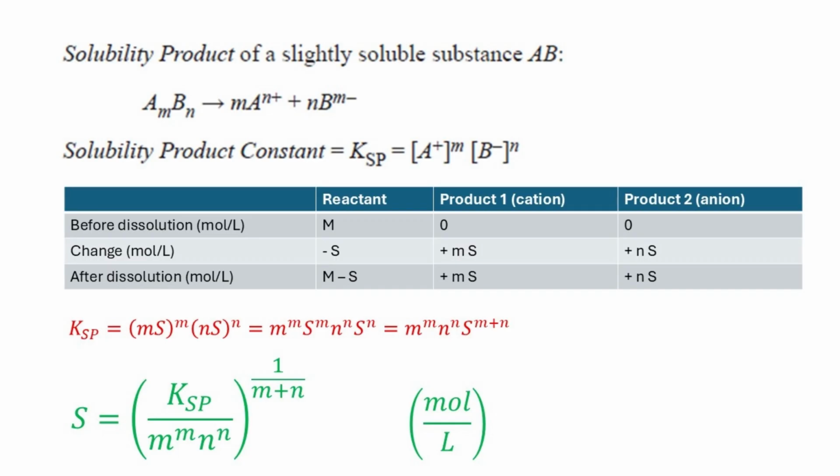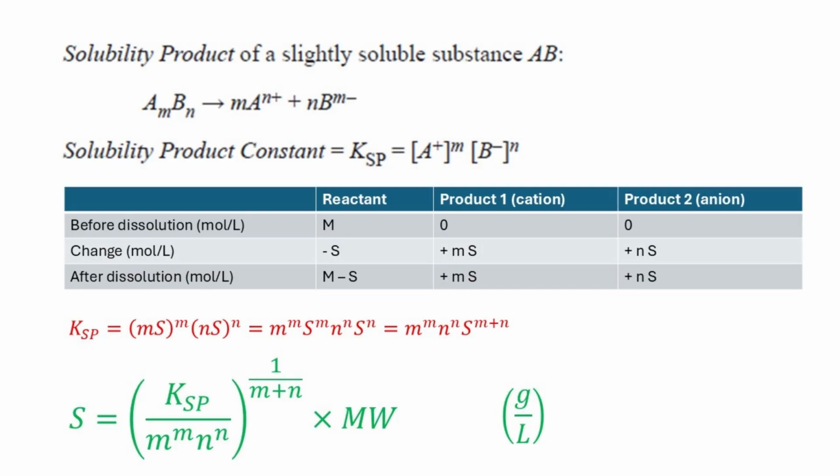Because in the setup of this derivation, we have S moles of salts dissolved in 1 liter of water, the unit here for S will be moles per liter. To convert the molar concentration in moles per liter into mass concentration in grams per liter, we'll multiply the molar concentration by the molecular weight, mW, of the salt. If the final concentration should be the other mass concentration unit, such as milligrams per liter, we just need to work on the unit conversion afterward.